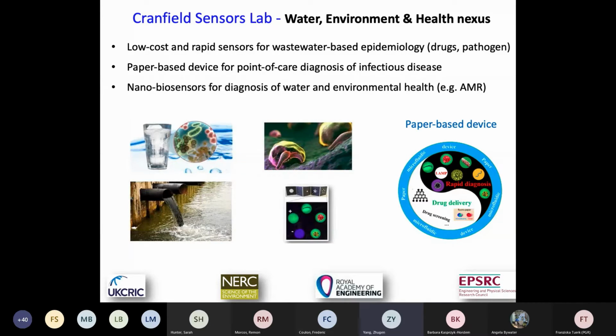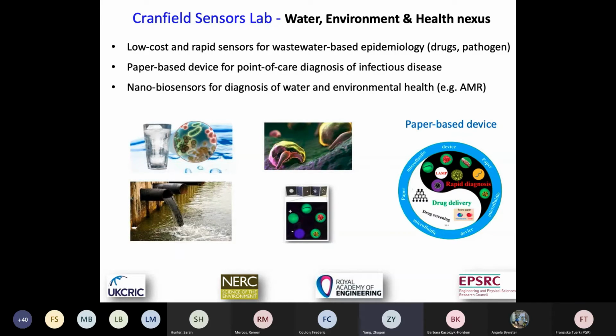So our vision is to try to better understand the environmental health in order to improve human health. The technology covers a few biosensors, including optical sensors and electrochemical sensors. We mainly look at, first, wastewater-based epidemiology, from chemicals to microbiologicals, recently associated with the SARS-CoV-2 crisis. And second, we are also interested to develop nano biosensors for diagnosis of water and environmental health, including some microbial contaminations in drinking water.